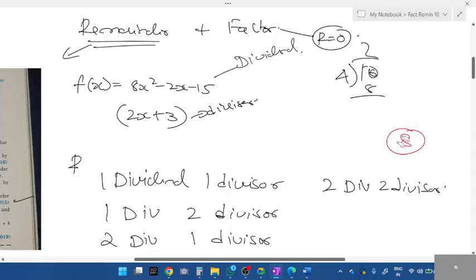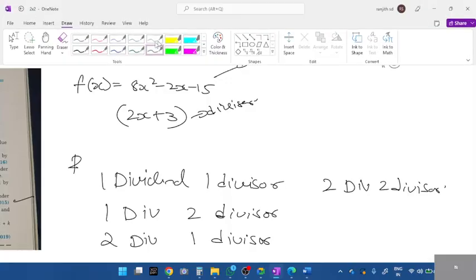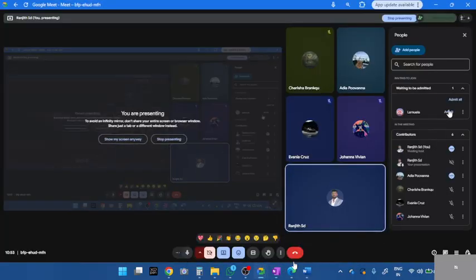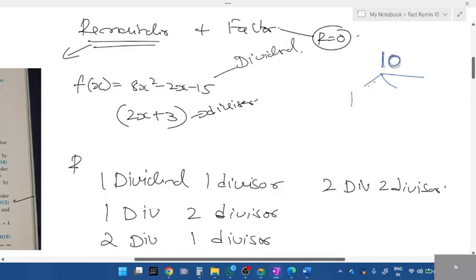Okay, next. Factor is done, remainder is done, now factor theorem. For factor theorem, they'll ask you to find the factors of 10. What do you mean by factors of 10, students? When you divide, the remainder should be 0. So what are the factors of 10? Can you respond? 1. Yes, correct. 1, 2, 5 and 10. These are the factors.